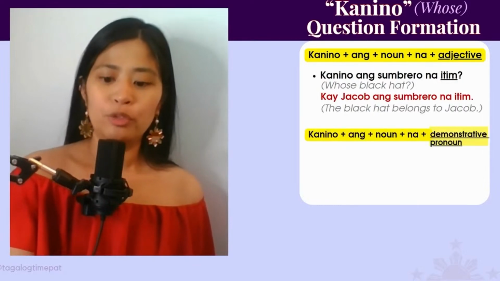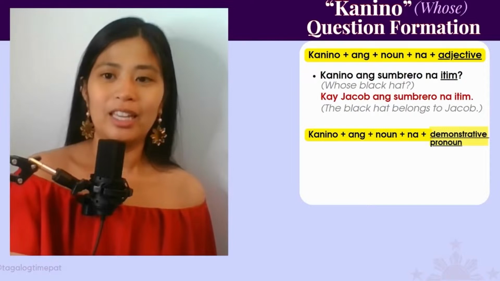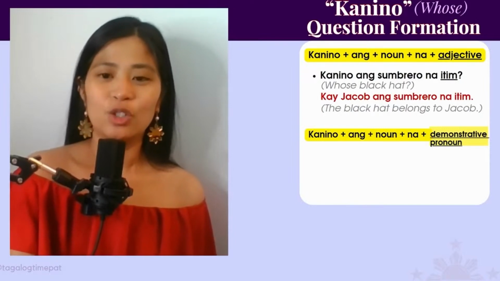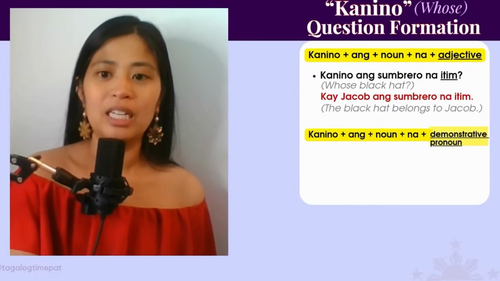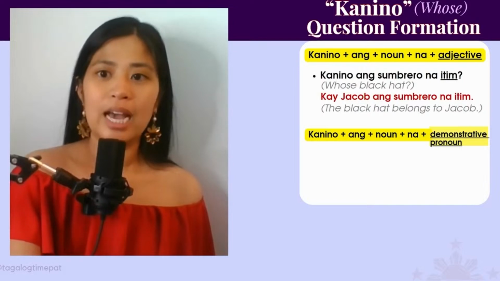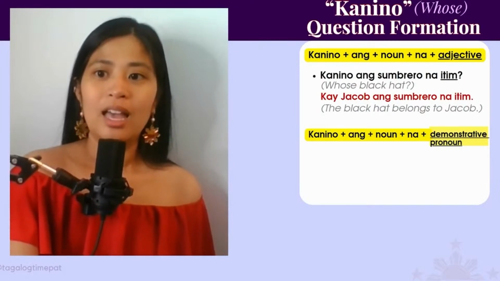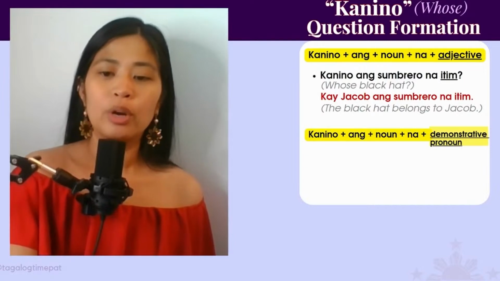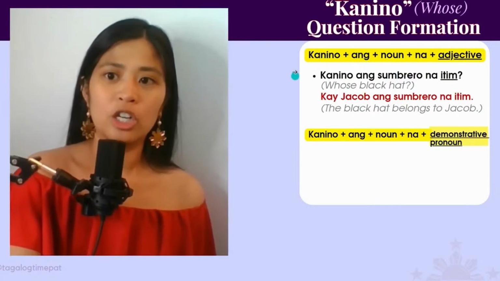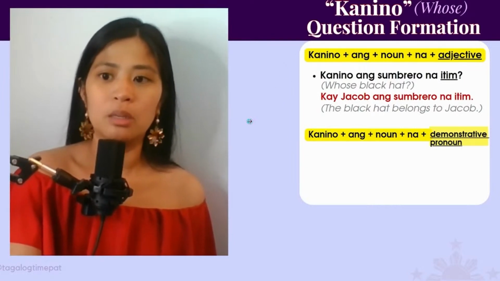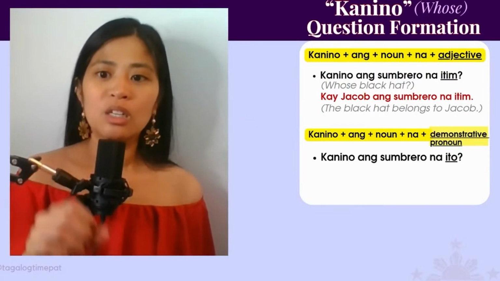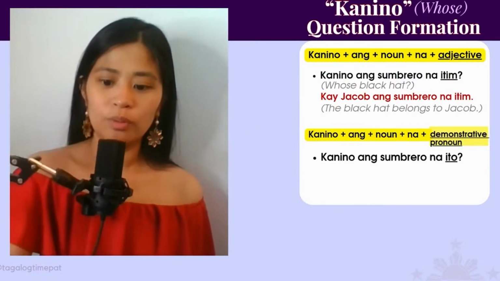And I want to move forward, and then we're going to go back and make everything make sense. Okay, so the next sentence structure or question structure would be kanino ang plus the noun plus na, and then a demonstrative pronoun. So it's similar to this previous structure. Instead of an adjective, though, it's going to be a demonstrative pronoun. So kanino ang sombrero na ito?